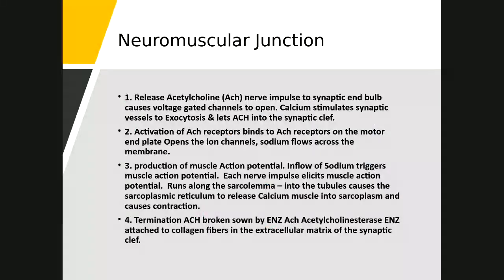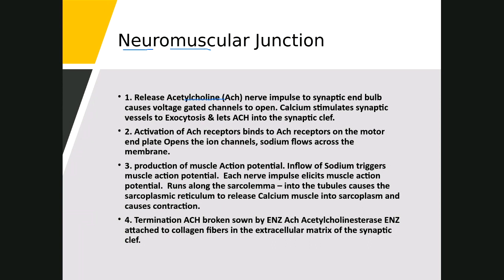So let's backtrack here. The neuromuscular junction is the connection between the motor neuron coming from the central nervous system and the muscle it connects to. At this junction, acetylcholine, which is the neurotransmitter, crosses into the motor end plate of the muscle cell. And what happens here is this produces an action potential in the receiving myofibril of the muscle.